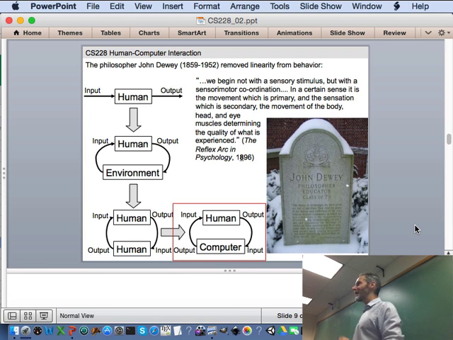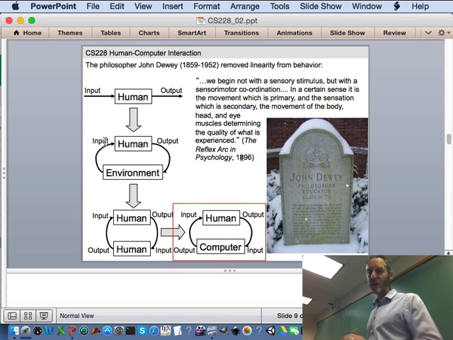So Dewey tried to demolish this idea of linearity of thinking, which existed long before Skinner and Turing. So for Dewey, we were not these passive machines that received input, then thought, and then acted. That arc going from perception to thinking to acting is known as the reflex arc. He said, forget about the arc. The arc doesn't exist. Instead, it's a feedback loop.